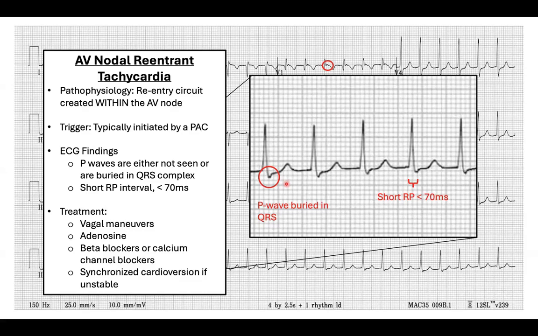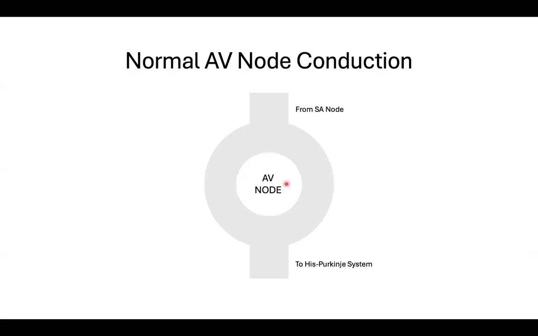And then from a treatment standpoint, there are a few different tools we have in our bucket for managing AVNRT acutely. These include vagal maneuvers, adenosine, some rate control agents, being beta blockade or calcium channel blockers, and then synchronized cardioversion if unstable. And again, we'll dive a little bit deeper into that as well.